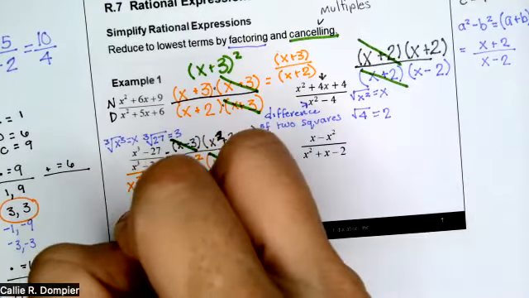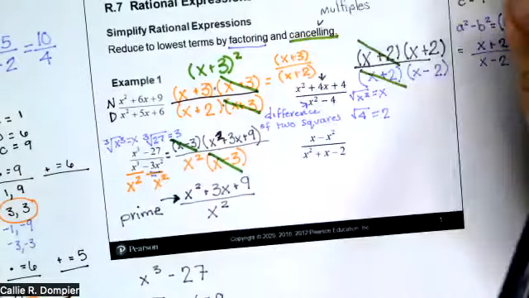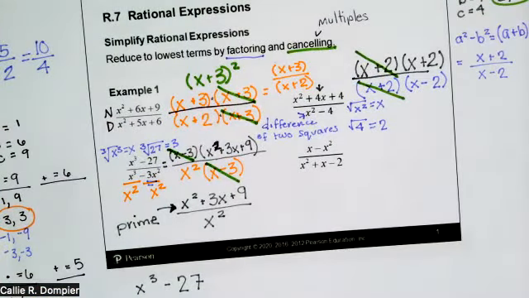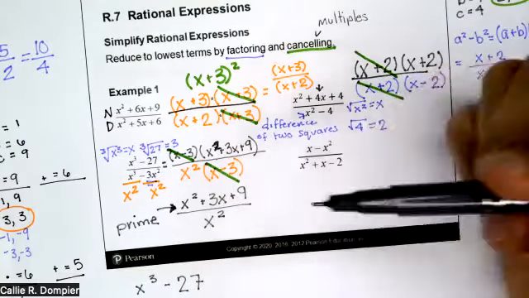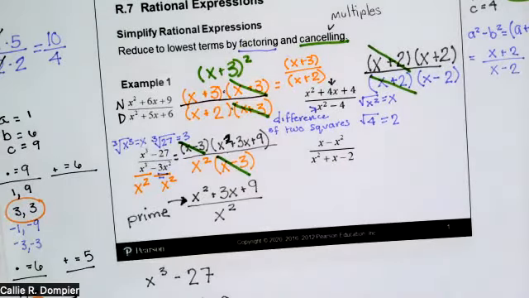Prime means I cannot factor it. Even though I have an X squared and an X squared, this X squared is being added to the 3X and the 9, so I cannot separate it.